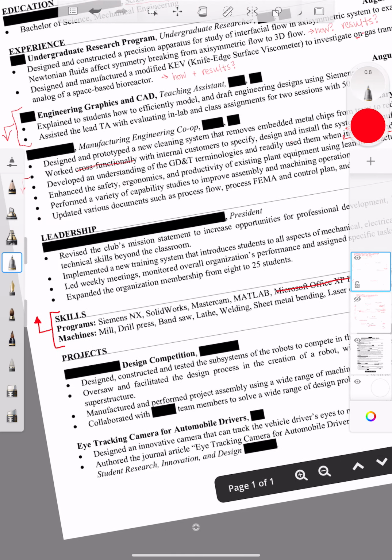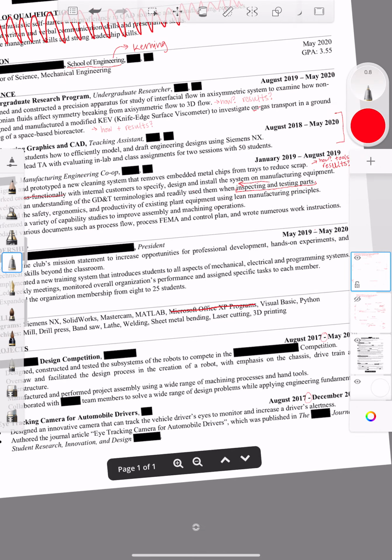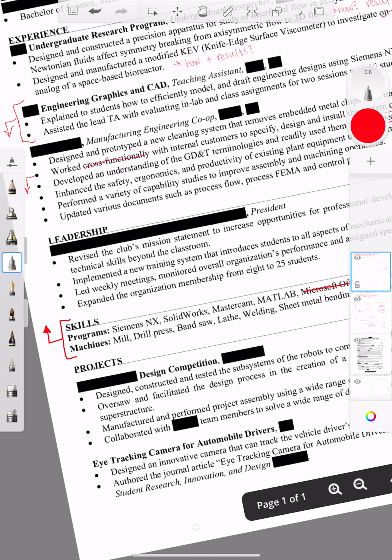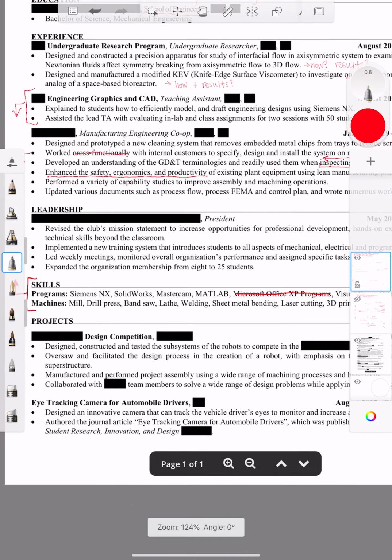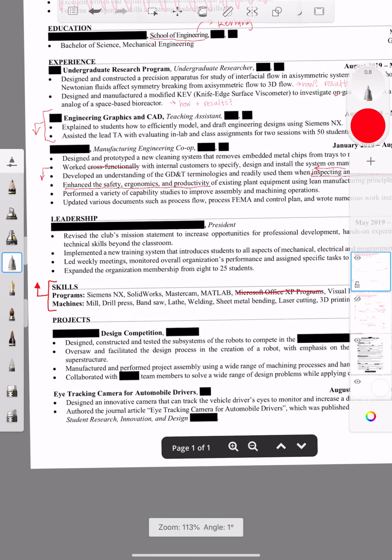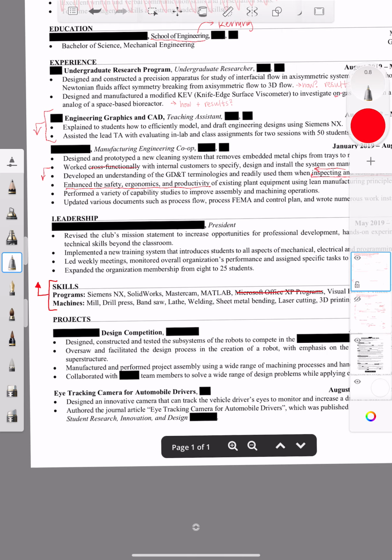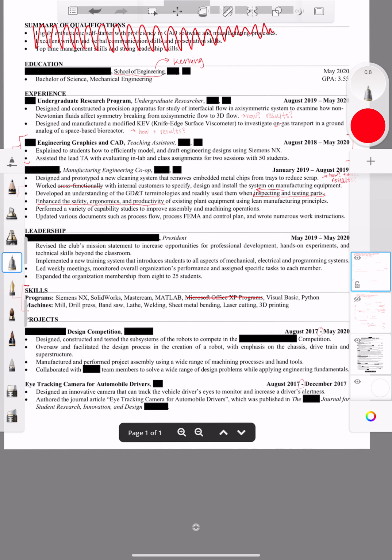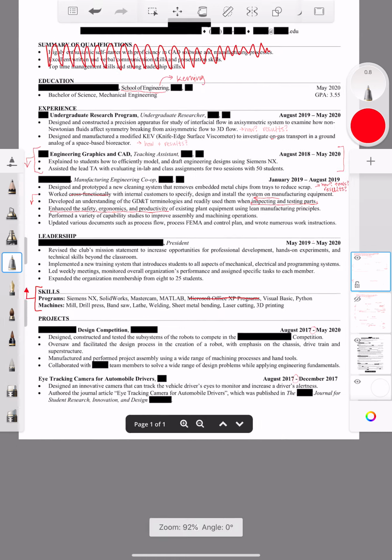Okay, moving on. Enhance the safety, ergonomics, and productivity of existing plant equipment using lean manufacturing principles. Okay, enhance the safety. What does this tell me? I have no idea what this tells me. This doesn't tell me much, because you tell me you enhanced the safety. How? What did you do? Ergonomics, like, was there one of the people on the assembly line who had a bad back and you gave them a chair? What did you physically do?